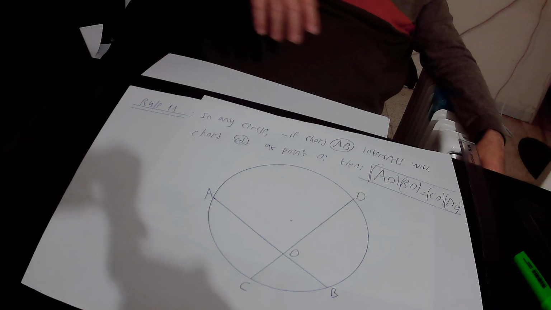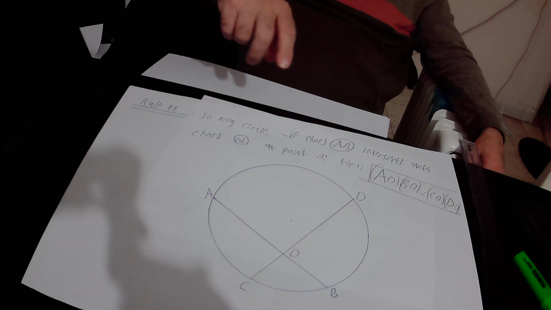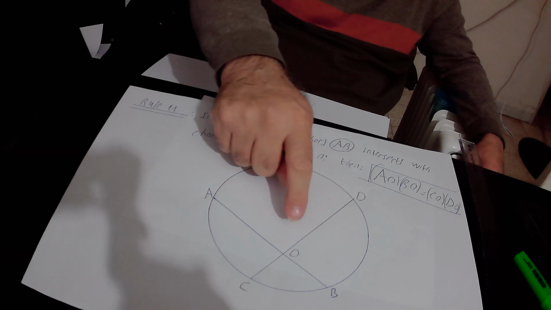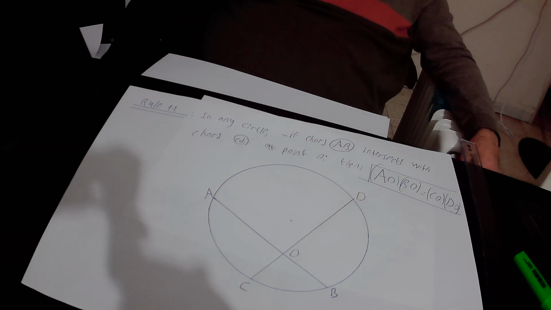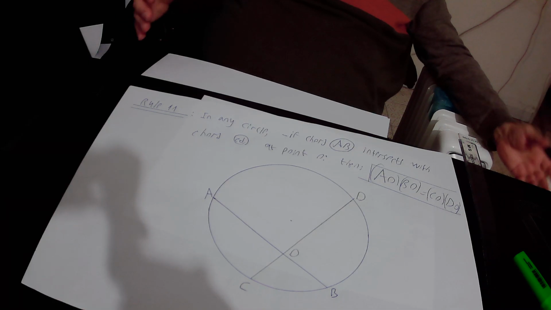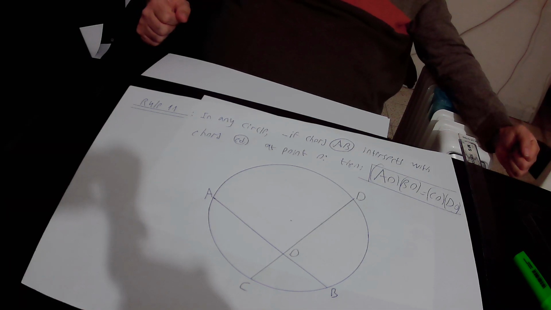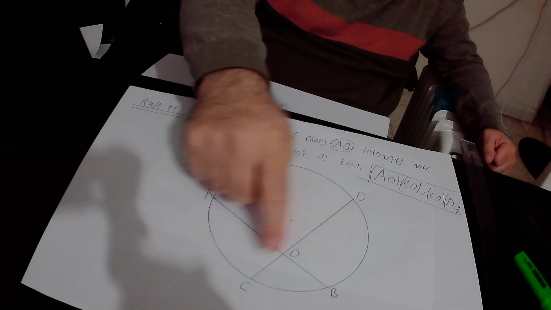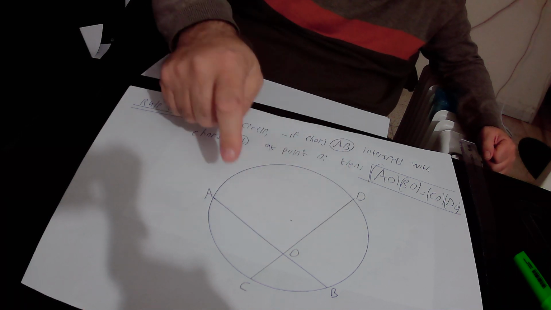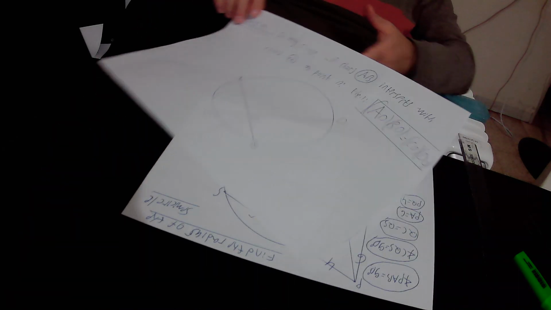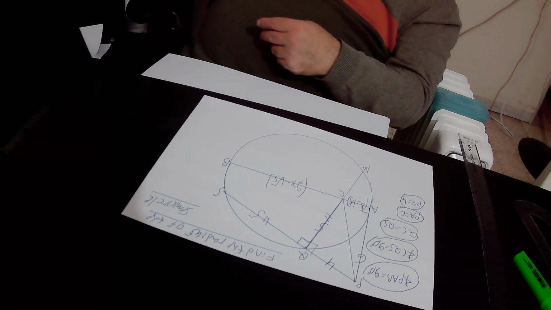So in the drawing we have a circle. On this side of the circle we have chord AB that intersects with chord CD at point O. Point O is the intersection point. So whenever you have two chords inside a circle that intersect with each other, then AO times OB equals CO times OD. We can implement rule number 11 in our drawing.